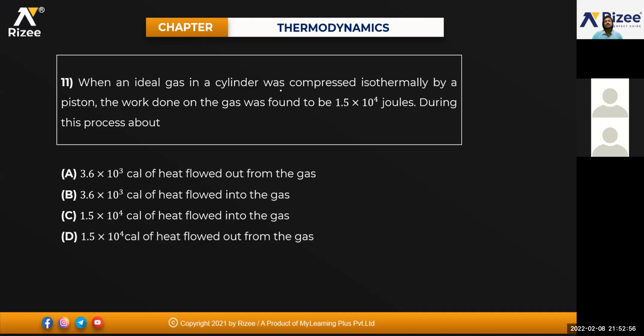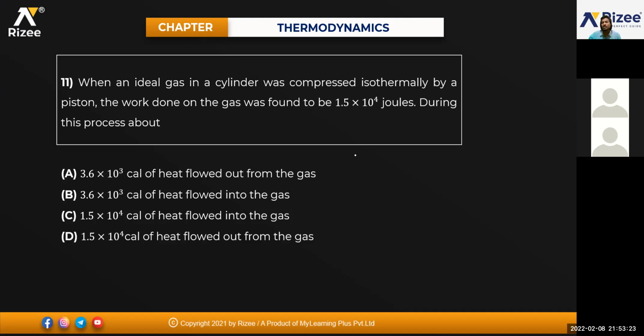When an ideal gas in a cylinder was being compressed isothermally by a piston, the work done on the gas was found to be 1.5 into 10 to the power of 4 joule. During this process, about 3.6 into 10 to the power of 3 calorie of heat is being flown out of the gas. 3.6 into 10 to the power of 3 calorie of heat has been flowed into the gas. 1.5 into 10 to the power of 4 calorie of heat has been flowed into the gas. 1.5 into 10 to the power of 4 calorie of heat has been flown out of the gas.